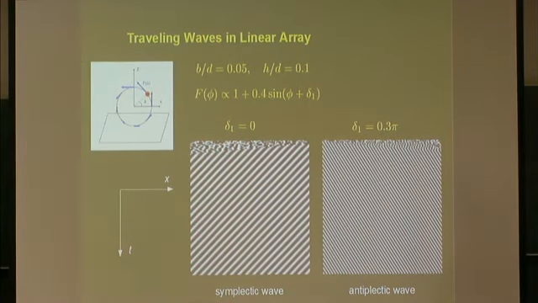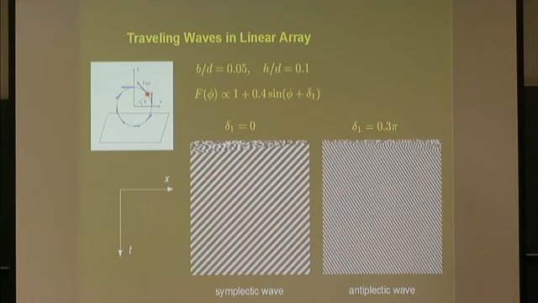Finally, we look at the collective dynamics of rotors in a linear array. So we assume a rotor with these parameters. This is the radius to distance ratio. This is the height to distance ratio, very small. And the force profile is single harmonic with a phase difference delta 1.